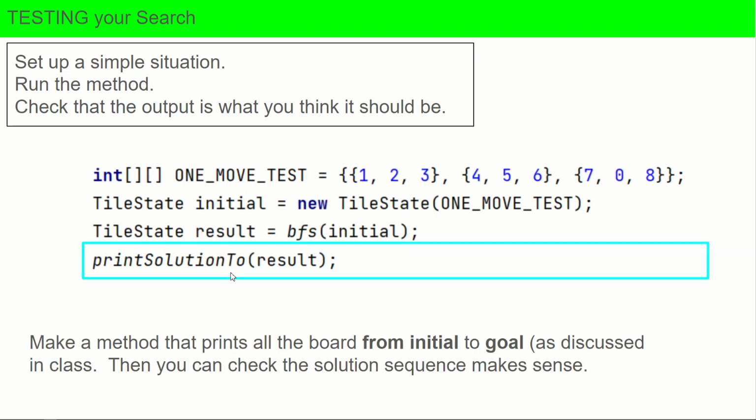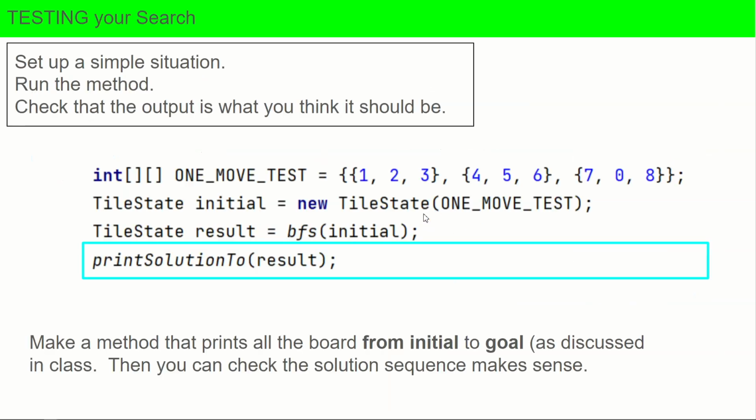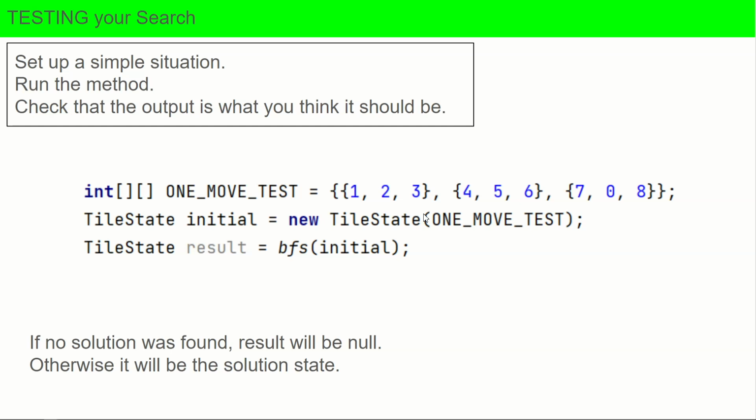The way I know that is because it says so. Where's my code? It says so here. If the current board is the goal board, we return current. So a really key part of debugging is you have to know what to expect. If you don't know how to think about what your method is supposed to do, there's no possible way that you can test it or debug it. So having a basic understanding of what you're doing is kind of a prerequisite.